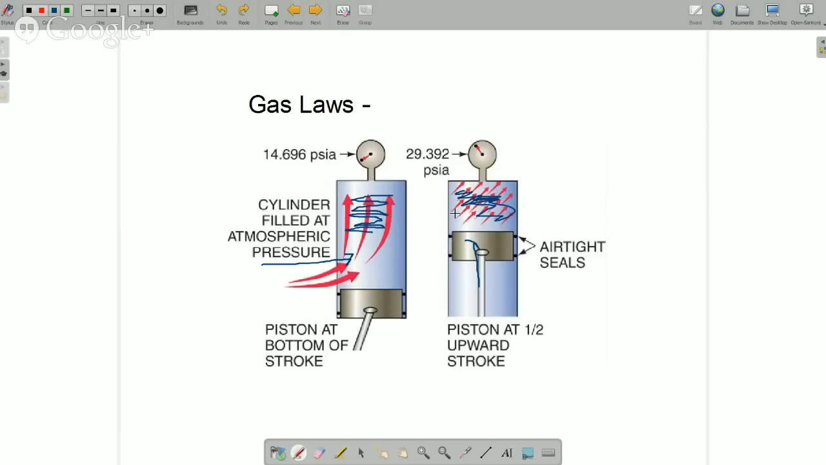So there's a direct relationship between pressure and temperature. As the pressure increases in a system, in our air conditioning system, so does the temperature. And then conversely, if we decrease the pressure in this vessel, then the temperature goes down, and vice versa.